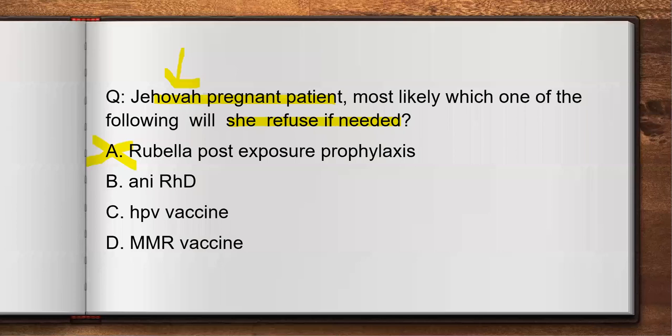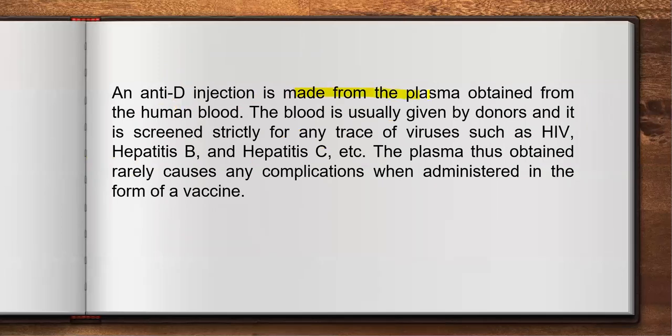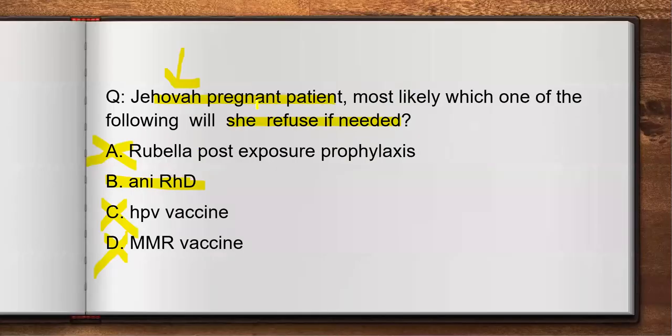No, you cannot, because it's a live vaccine. So again, it's out. MMR vaccine also is a live attenuated vaccine. So this you cannot give. So the only option is your NTD. And NTD is made from plasma obtained from human blood. Jehovah Witness patients don't use anything which comes from blood. That means no blood or blood products. So obviously this Jehovah patient, if she's pregnant, most likely she will refuse the NTD.